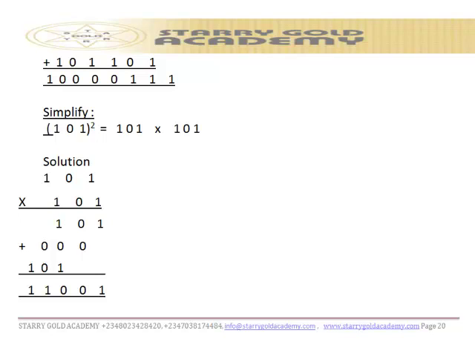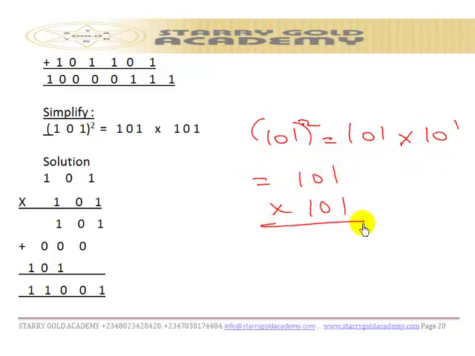So you have another one, 101 squared. You know that squaring a number means multiplying the number by itself. So 101 squared in base 2 is 101 times 101. So 101 times 101 is 1 times 1, 1 times 0, 0 times 1, 1. 0 times anything in the world is 0. 0 times 1, 0. 0 times 0, 0. 0 times 1, 0. 1 times 1, 1 times 0, 0 times 1, 1.